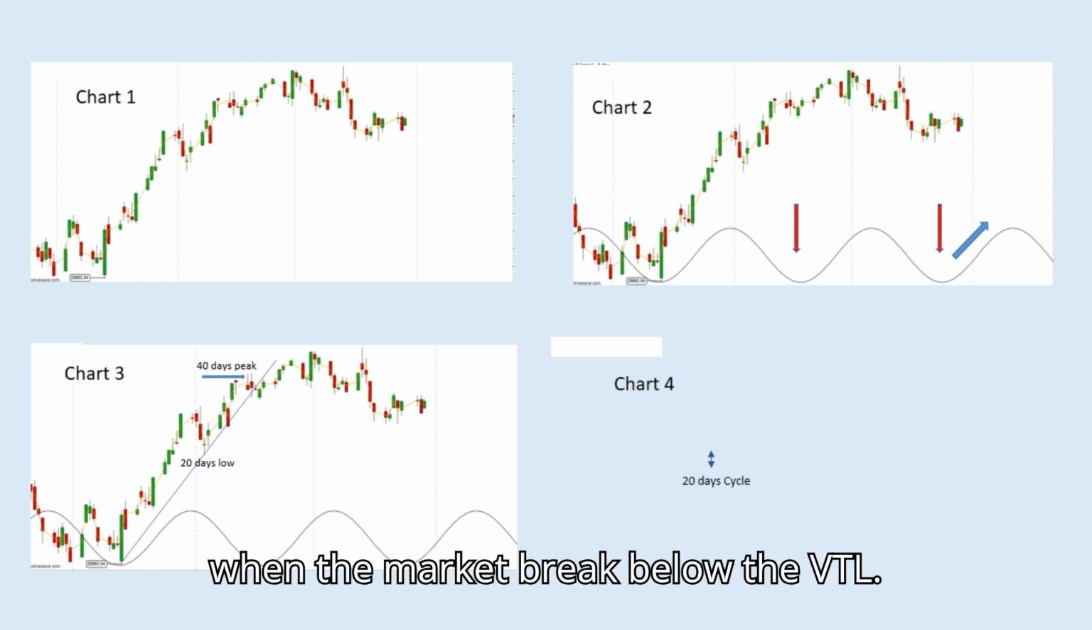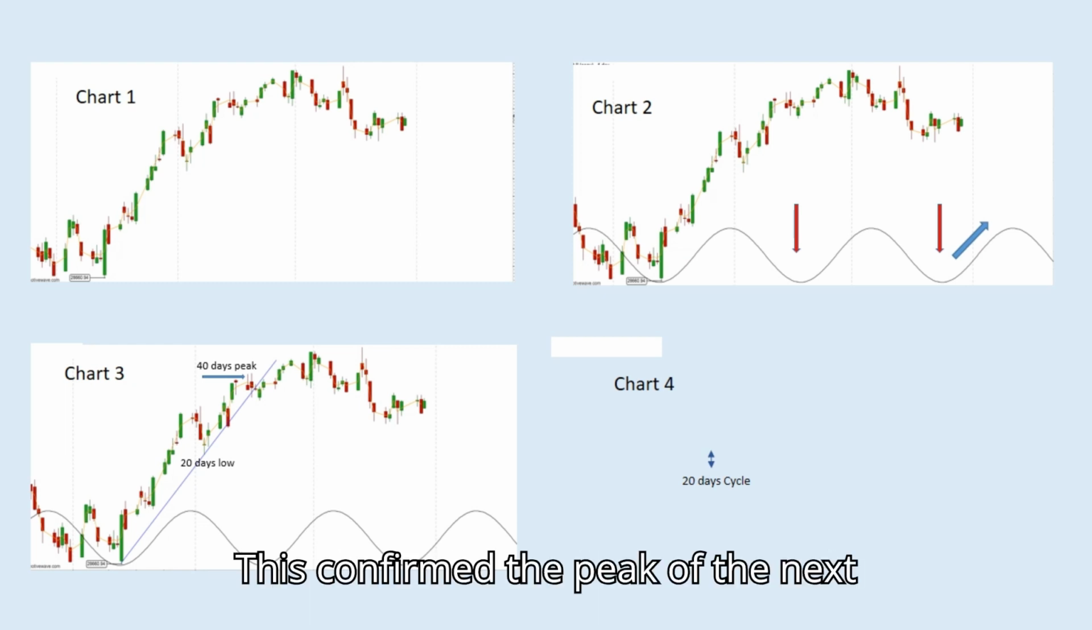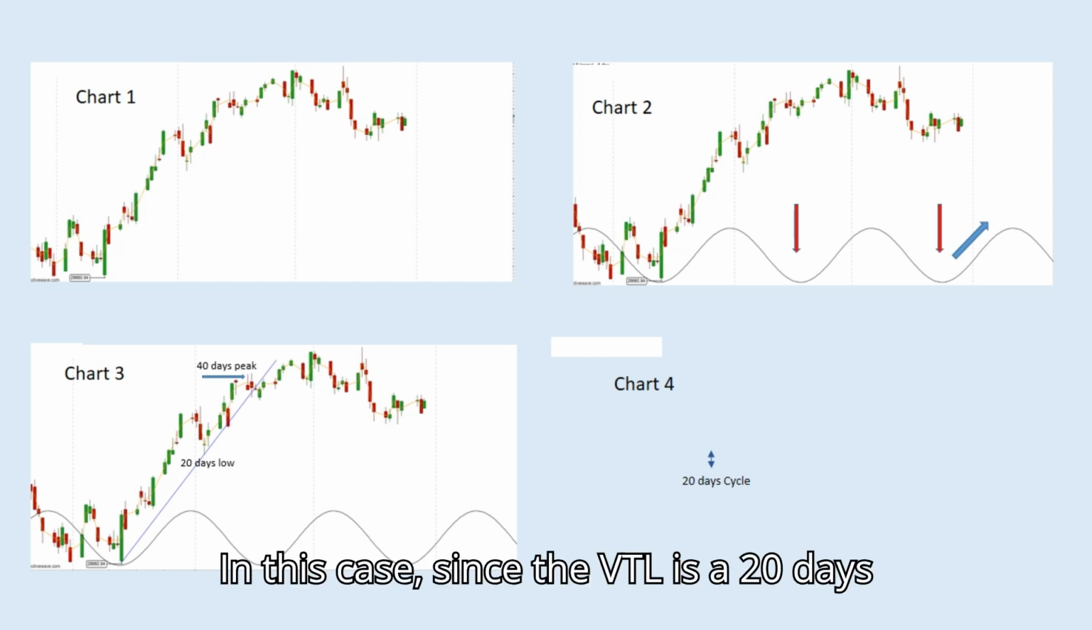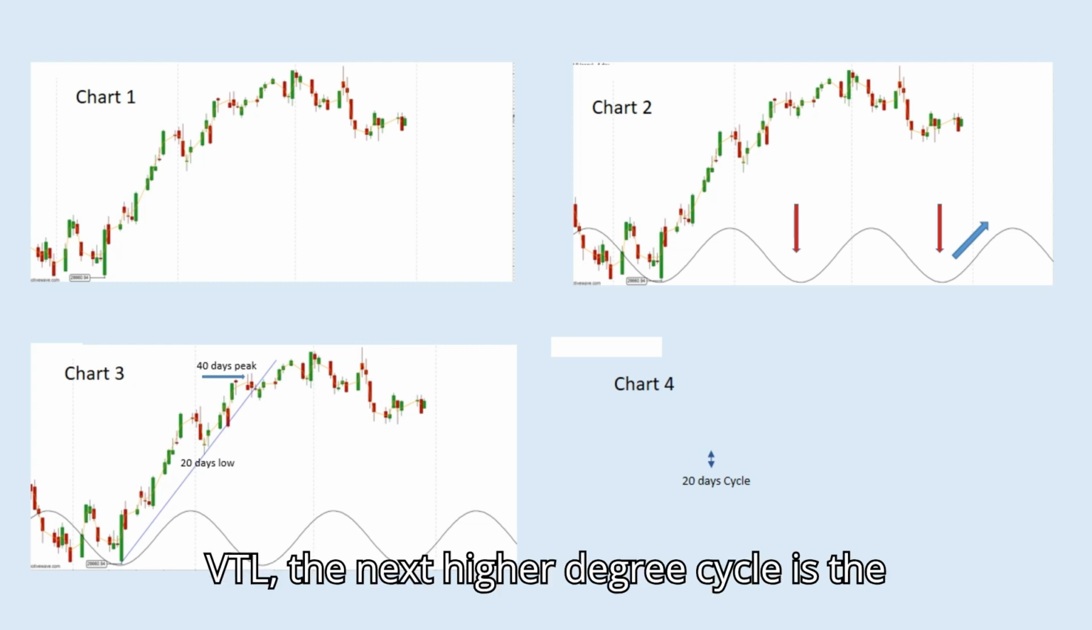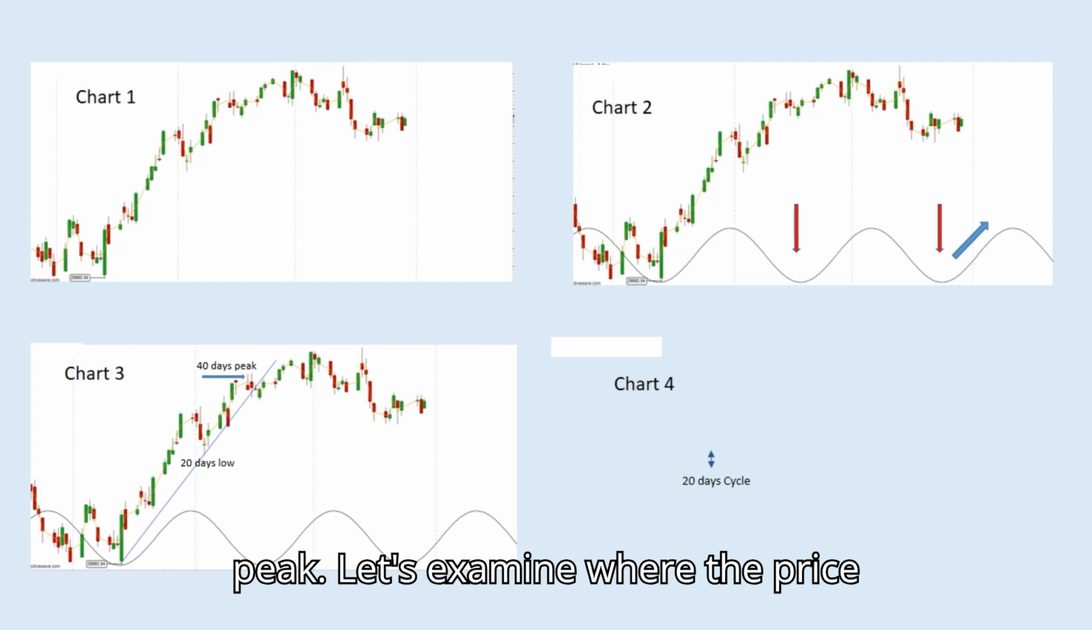The general rule: when the market breaks below the VTL, this confirms the peak of the next higher degree cycle is forming or formed. In this case, since the VTL is a 20-day VTL, the next higher degree cycle is the 40-day, so this peak is the 40-day peak.